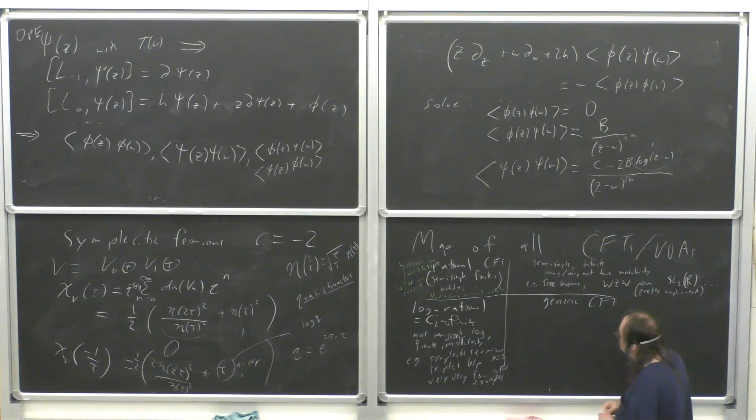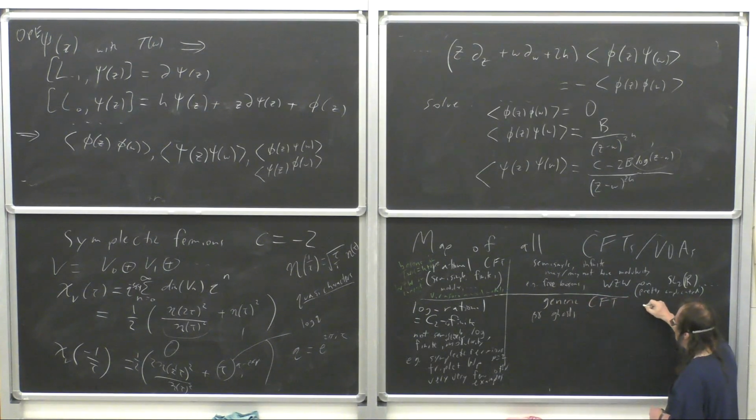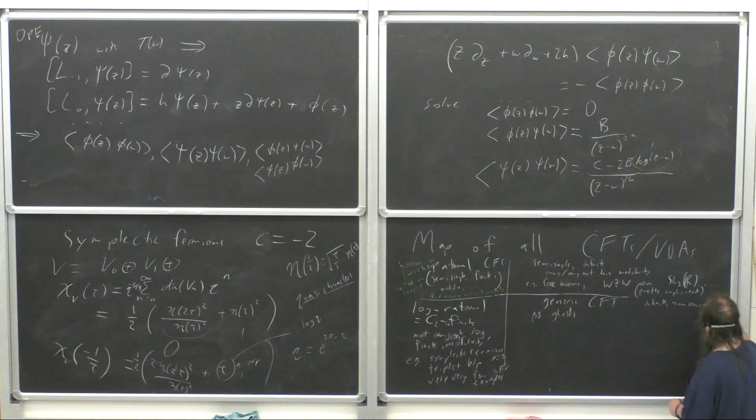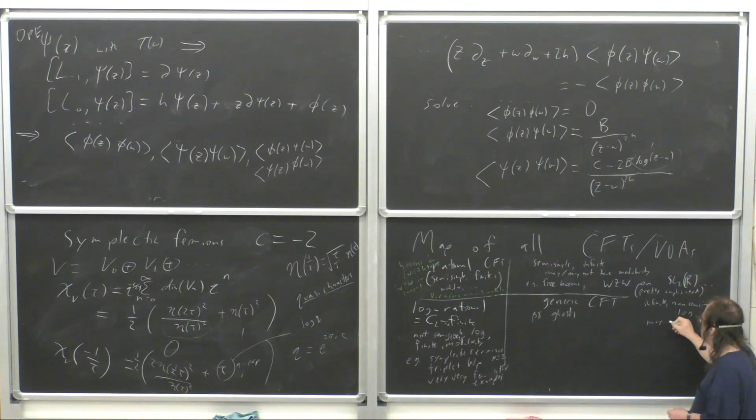So the generic CFTs are beta gamma ghosts. So these are infinite, non-semi-simple. That means L naught is not going to be semi-simple. L naught is not going to be diagonalizable, so they're going to be logarithmic, and they may or may not have modularity.